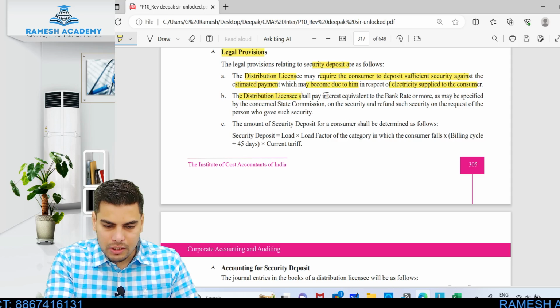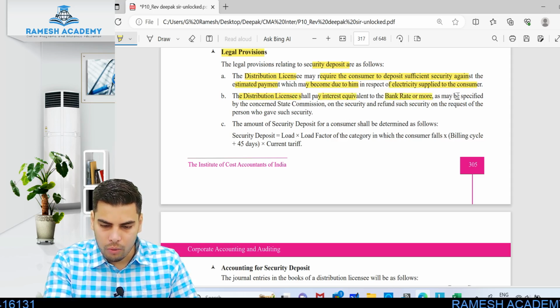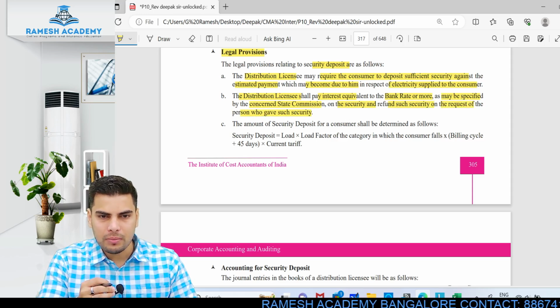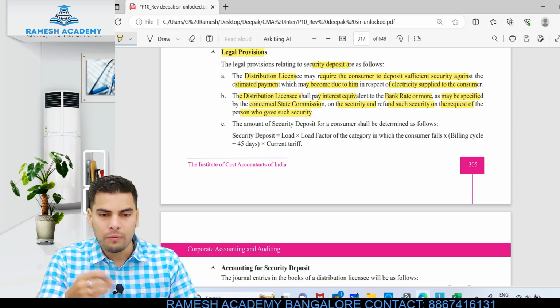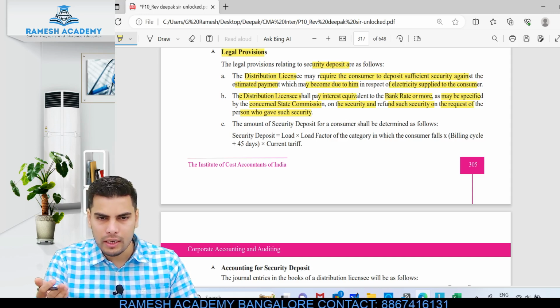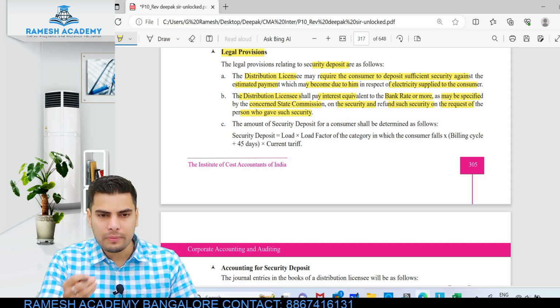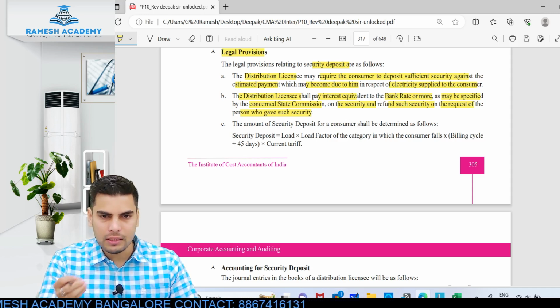The distribution licensee shall pay interest equivalent to the bank rate or more, as may be specified by the concerned state commission, on the security, and refund such security on the request of the person who gave it. So the electricity board will not just collect the security deposit, but will also be liable to pay some interest, equivalent to the bank rate or more. It is left to the decision of the electricity commission. Is this clear?